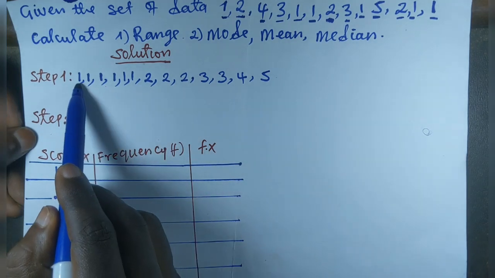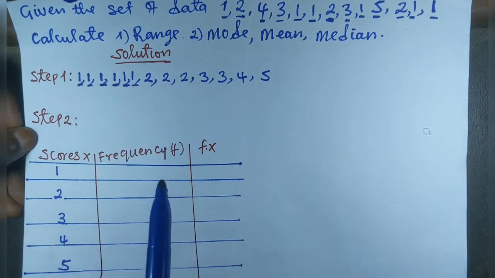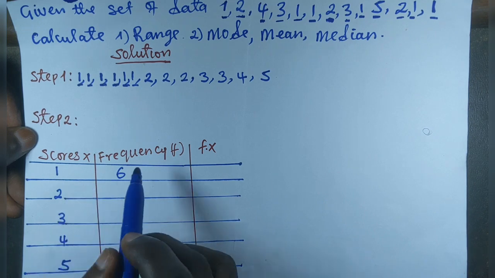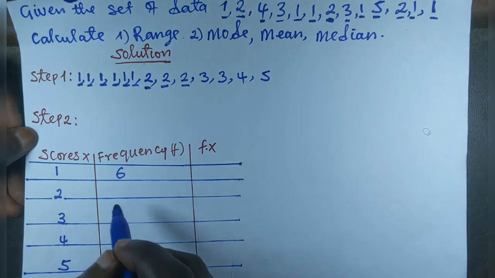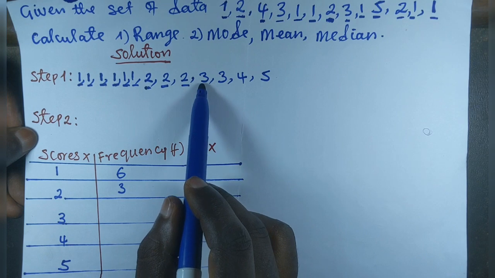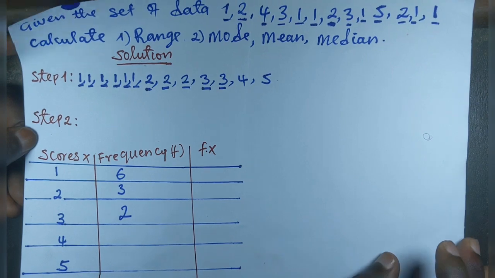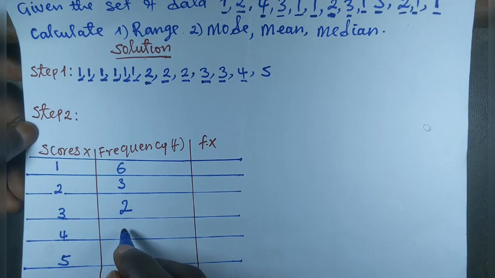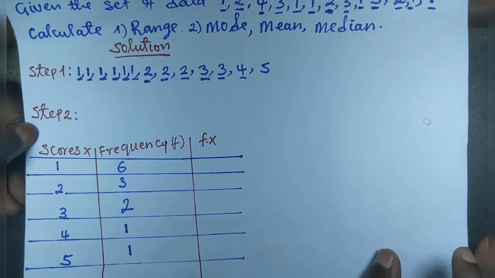So we have 1. 1 occurs here 1, 2, 3, 4, 5 and 6, so 1 appears 6 times. Let's go to 2. We have 1, 2, 3, so 2 appears 3 times. 3 appears 2 times. Let's go to 4. 4 appears 1 time, and 5 appears 1 time. So that's our frequency.